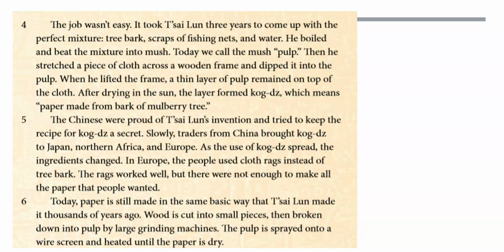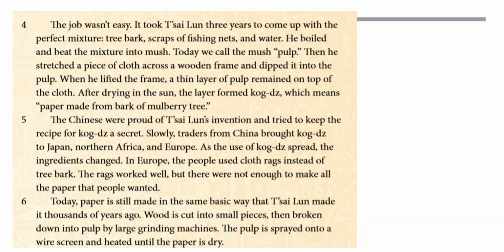Paragraph 4. The job wasn't easy. It took Cai Lun 3 years to come up with the perfect mixture. Remember, mixture is when you mix different ingredients together: tree bark, scraps of fishing nets, and water. He boiled and beat the mixture into mush. Today we call the mush pulp.